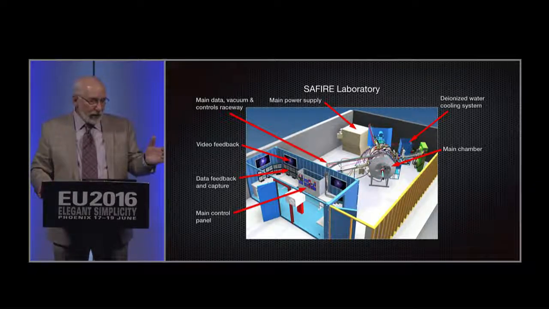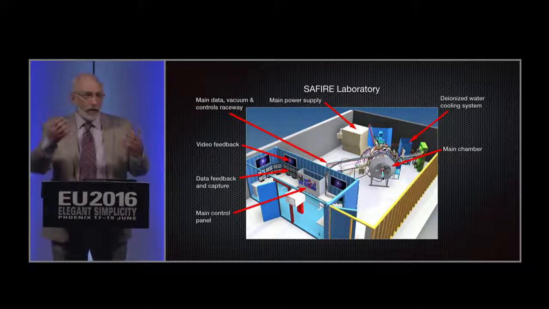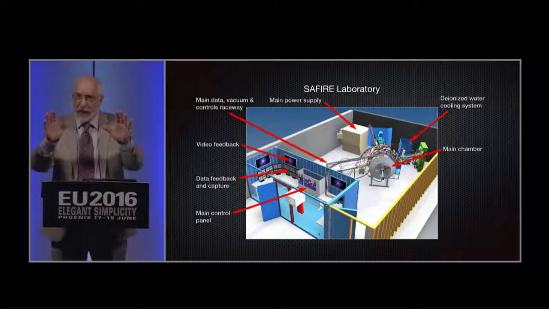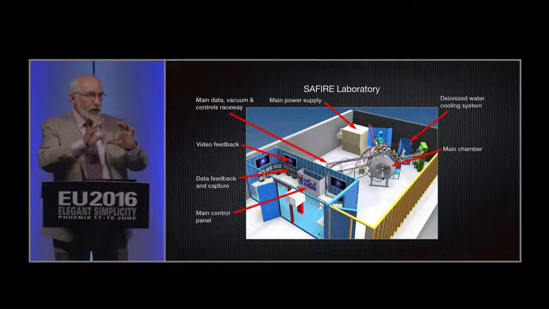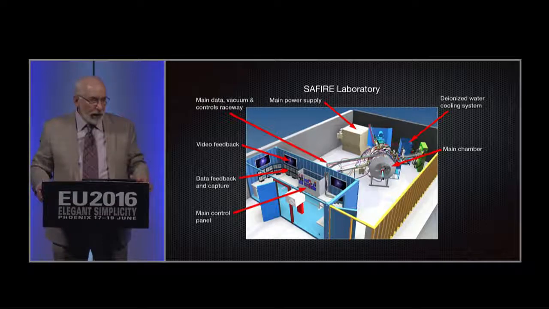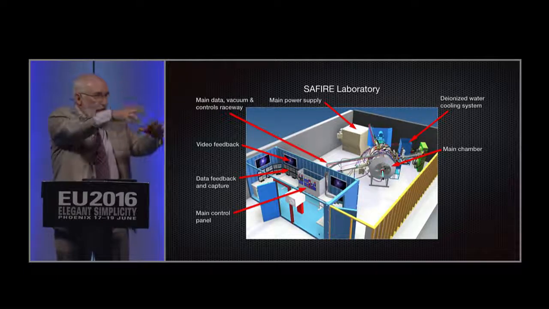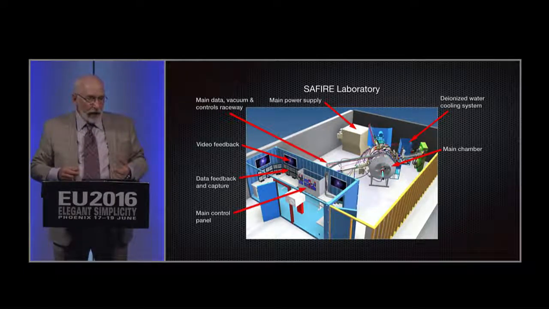This is in SAFCON. Video feedback. We need to see what's going on in the chamber. We have one wide-angle camera. We've got a high-resolution video camera that you're going to see some of the results from tonight. Main data, vacuum, and controls, raceways. So we have to bring all the controls and other things across from the chamber into the control room. And the main power supply.